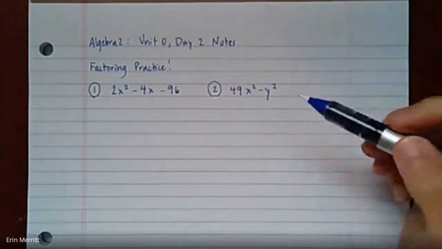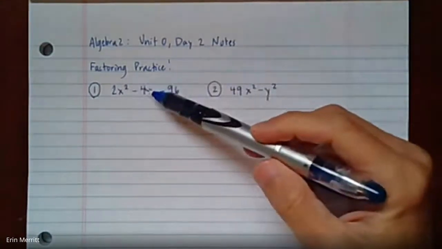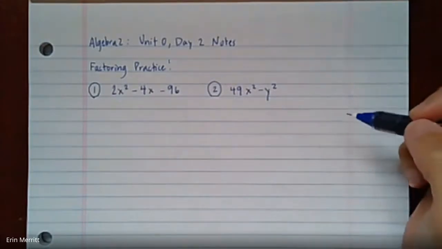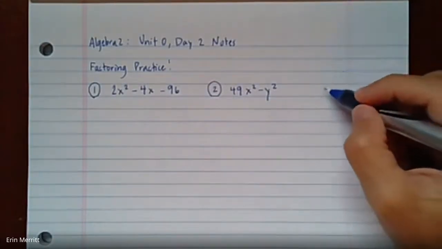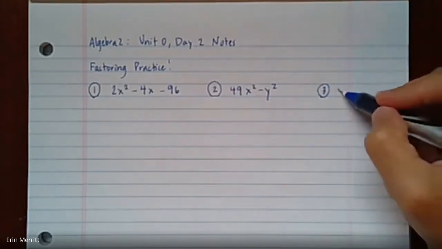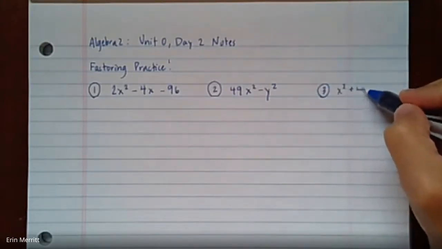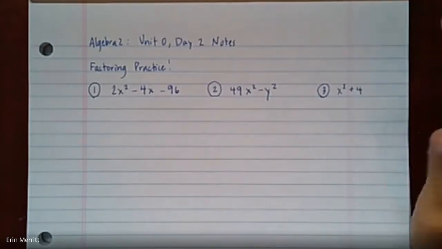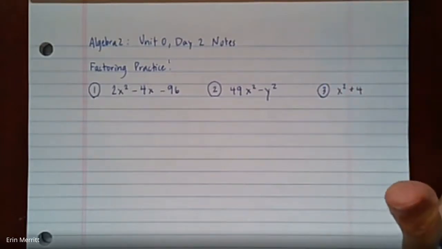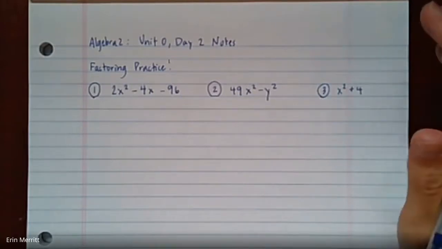All right, first one, 2x squared minus 4x minus 96. Second one, 49x squared minus y squared. Third one, yep, there's a third one, squeeze it in, x squared plus 4. I genuinely want you to try each of these on your own. So get them written down. Take a moment just to pause the video. I'm going to keep rolling, but you pause, try them, and then turn it back on.